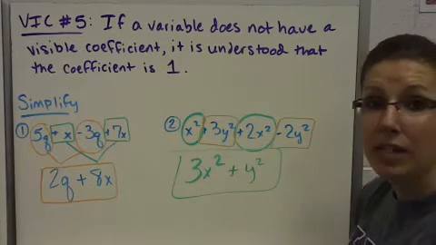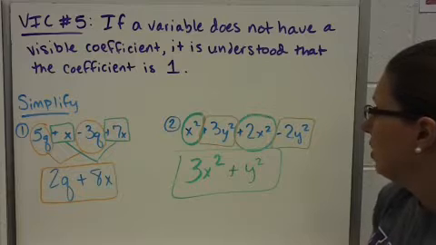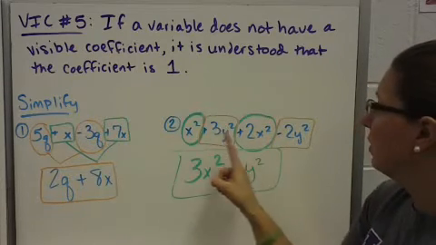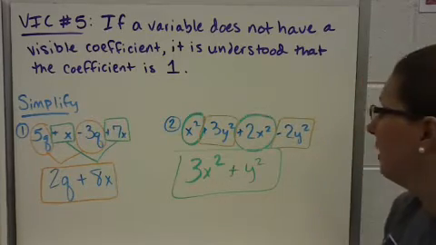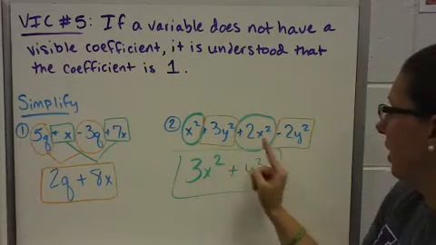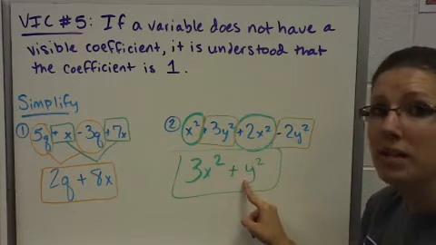Did you get 3x squared plus y squared? So in my problem I had x squared plus 2x squared. Put those together to get 3x squared. Then I had a positive 3y squared, and I'm taking away 2y squared. That leaves me with 1y squared.